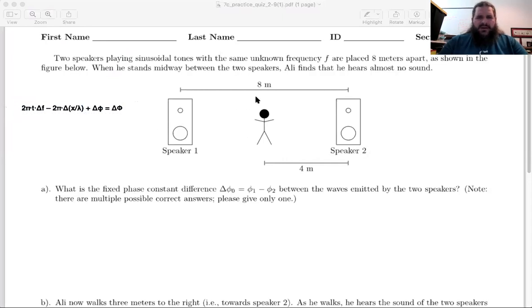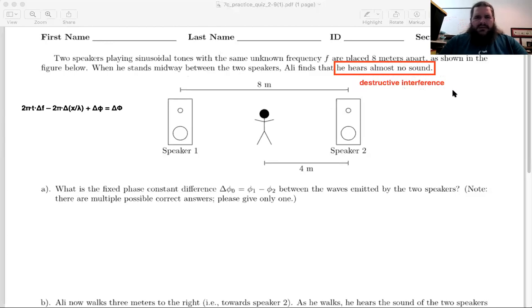And in this case, we know that when he's standing exactly in the middle, he hears almost no sound. I think we can interpret that as basically destructive interference. So what does that tell us? If we know that he's hearing no sound near the center, what type of interference does that suggest? Would it be destructive? Yeah, if he's hearing almost no sound, that is definitely destructive interference.